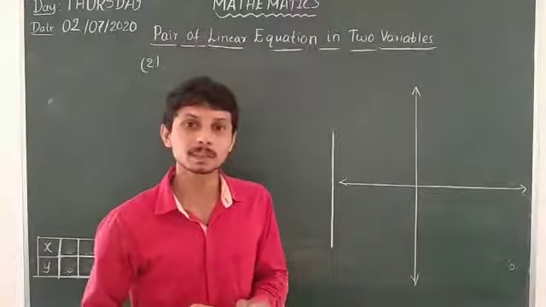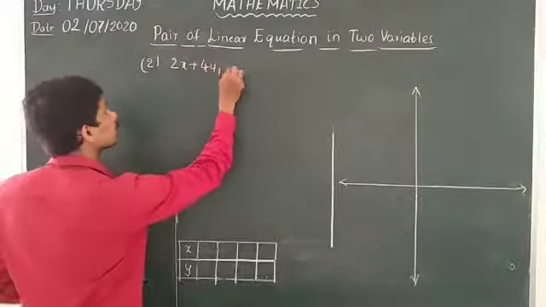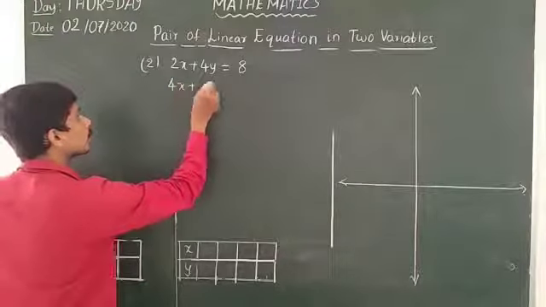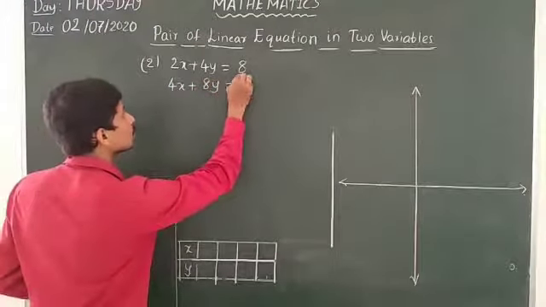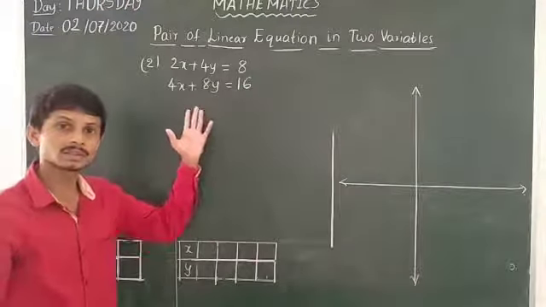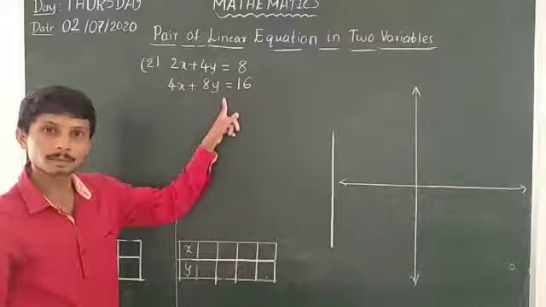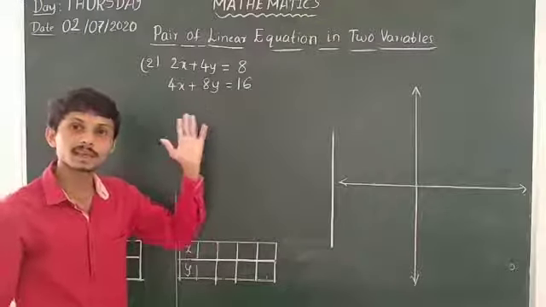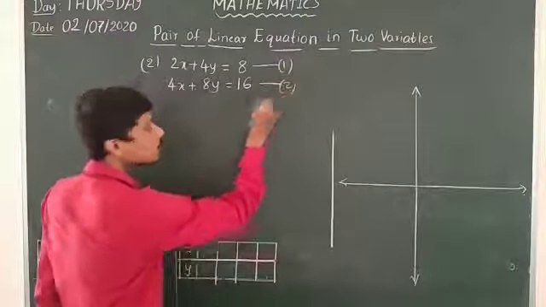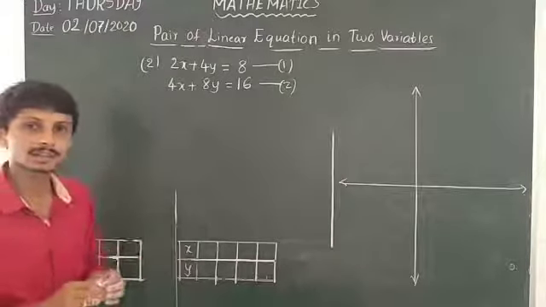So let us go to the next problem, that is 2x plus 4y is equal to 8 and 4x plus 8y is equal to 16. I will consider these two equations. Both of these are linear equations in two variables, so we can call it a pair of linear equations in two variables. I will call them equation number 1 and equation number 2. Let us take them one by one, and solve these equations.